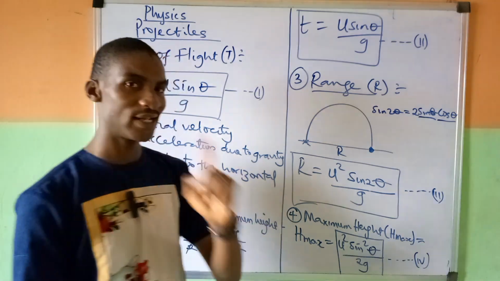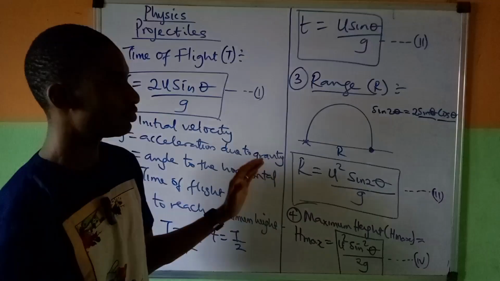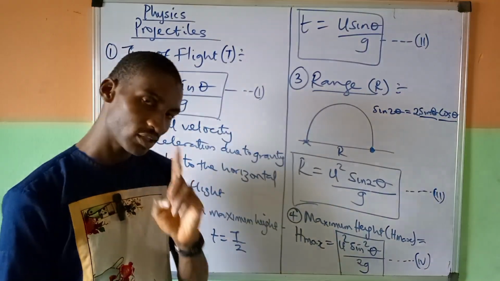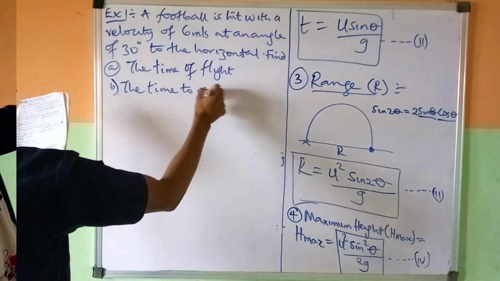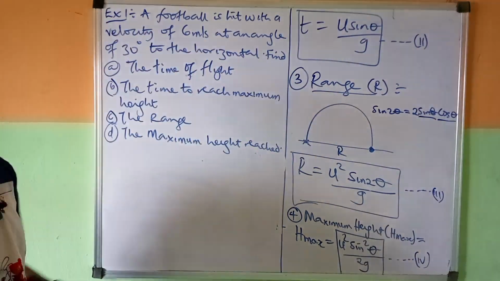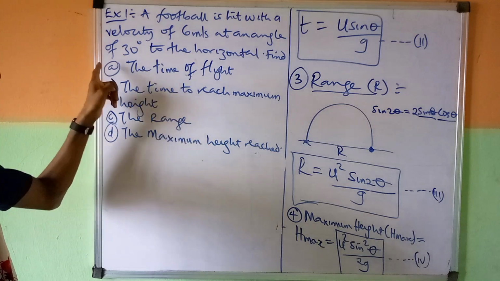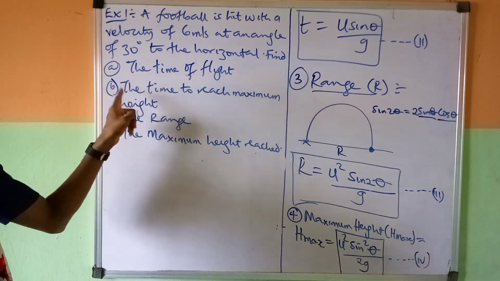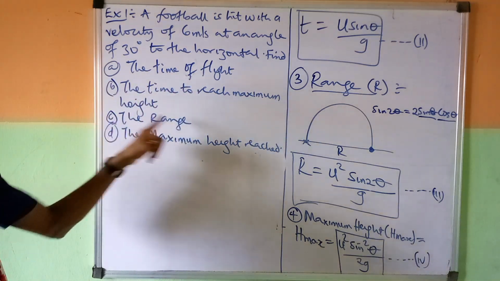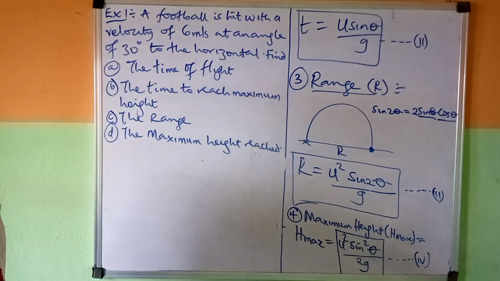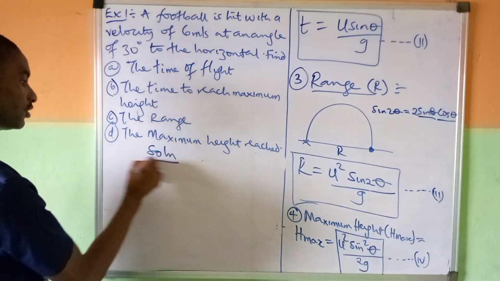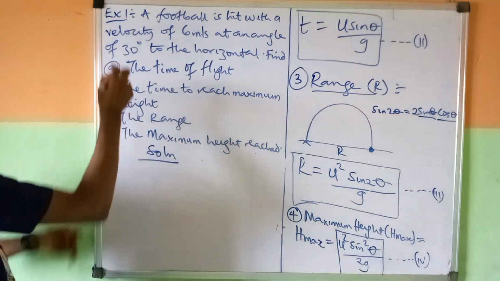Now, with that being said, let us take one example. We are going to answer all of these questions using one example. So let's look at it. A football is hit with a velocity of 6 meters per second at an angle of 30 degrees to the horizontal. Find A, the time of flight; B, the time to reach maximum height; C, the range; D, the maximum height reached.